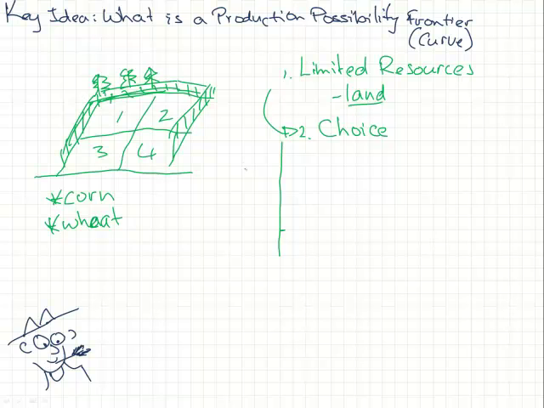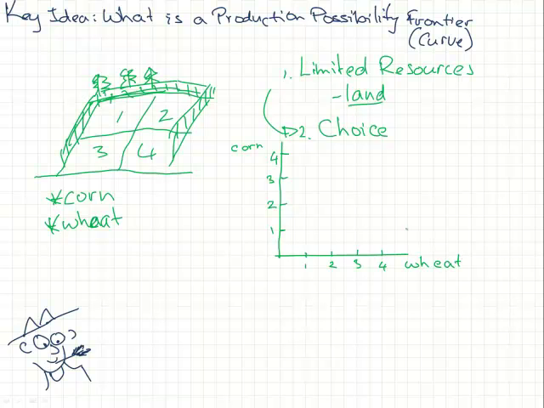This is going to be an axis to show the kind of things that he can grow. So if we make this, what he can grow is corn. So he can grow 1 lot of corn, 2 lots of corn, 3 lots of corn, or 4 lots of corn if he uses all his fields. Or alternatively, of course he can grow wheat with that land. So he could instead, rather than use it for corn, he could use it for 1 lot of wheat, 2 lots of wheat, 3 lots of wheat, or indeed 4 lots of wheat. Okay, so that's the wheat.